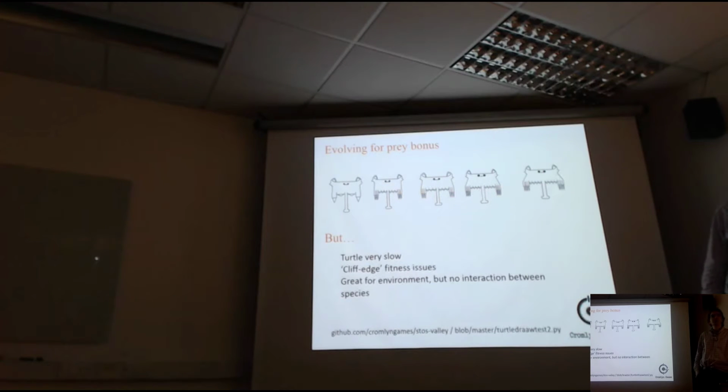Problem was, it was slow. It took about 40 seconds for each one to draw, and you can't really run anything off that. There was a lot of cliff edge fitness issues where it would be optimized, optimized, optimized, fail. And again, that doesn't actually make for a very smooth progression. It means you get an awful lot of failures. You just get stuck in cul-de-sacs. And it was good for modeling environment checks, but there was no interaction between species.